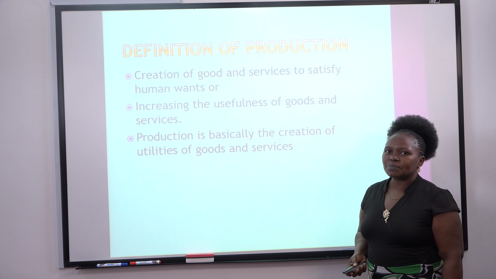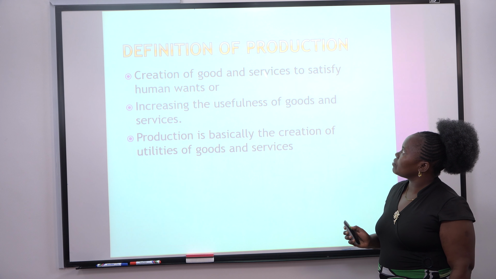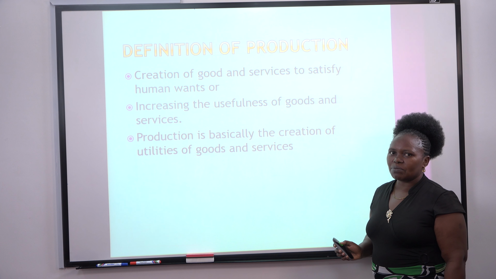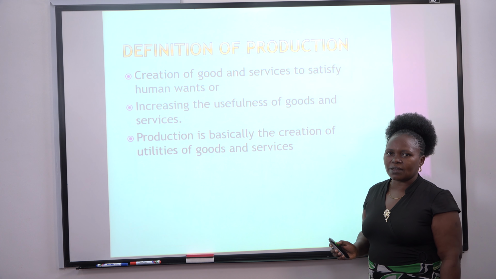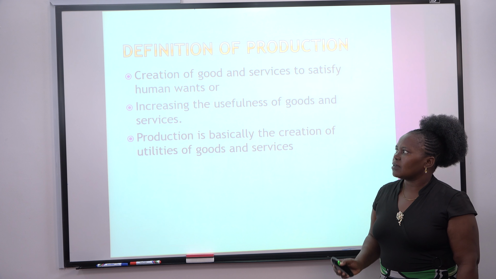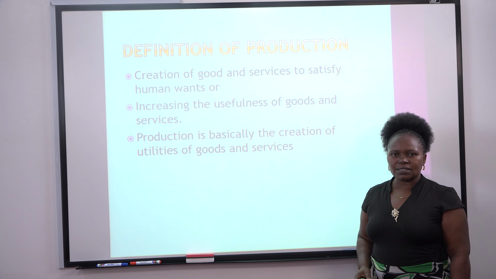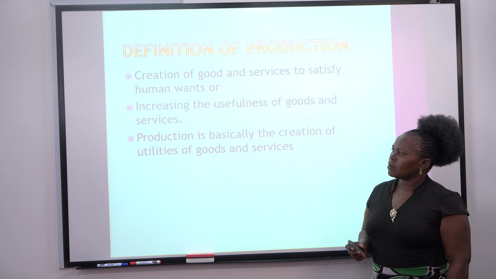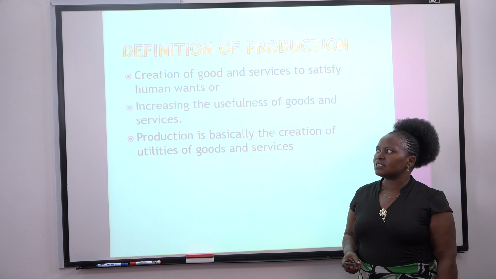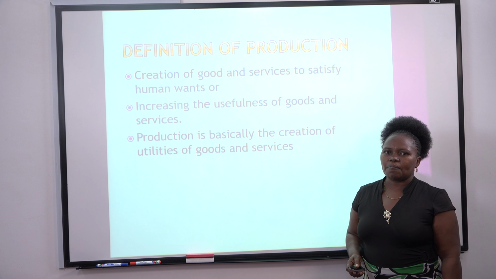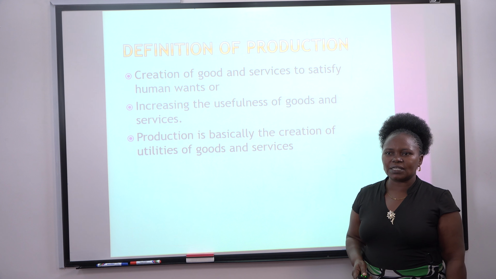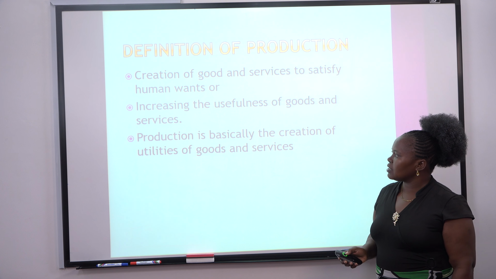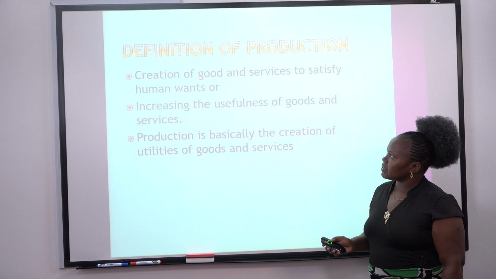Definition of production. Production refers to creation of goods and services to satisfy human wants. We have so many wants, and we can only satisfy them using goods and services. These goods and services are created through the process known as production. We can also define production as increasing the usefulness of goods and the services. And therefore, basically, we are saying that production is the creation of utilities of goods and the services.